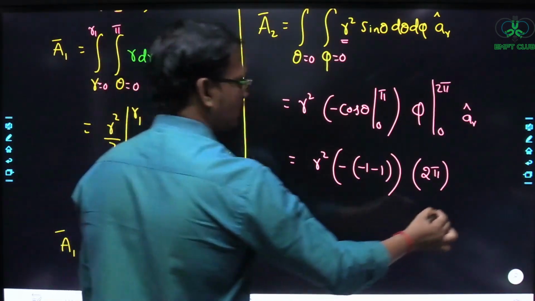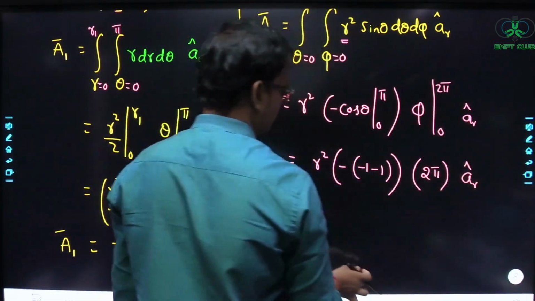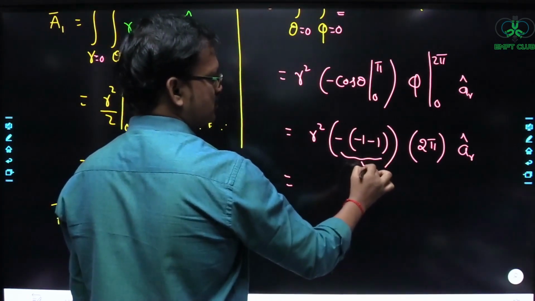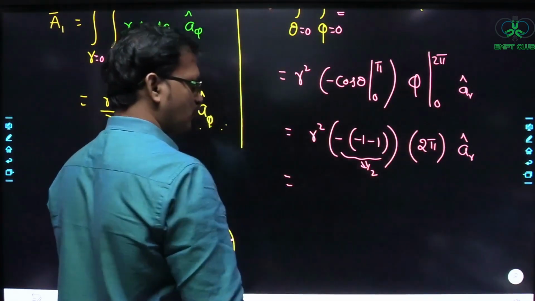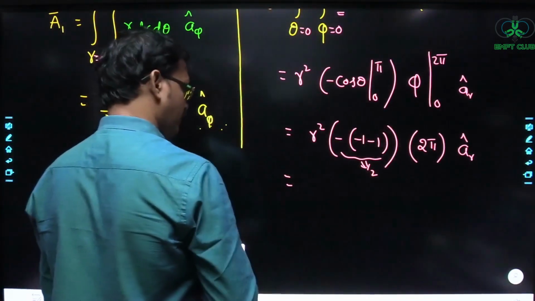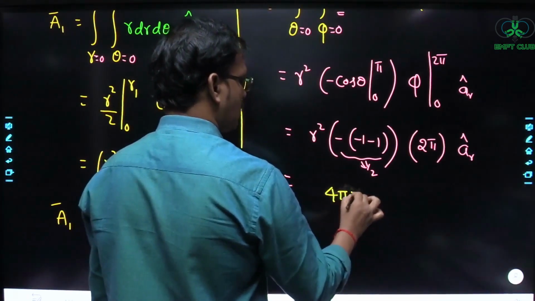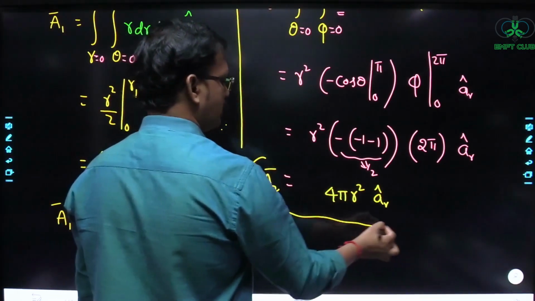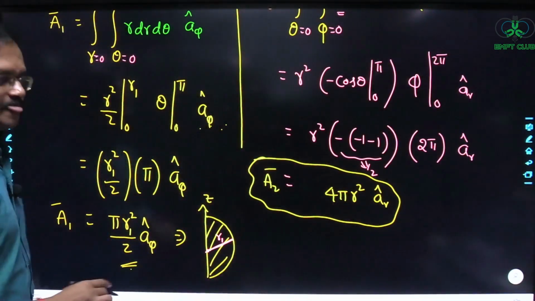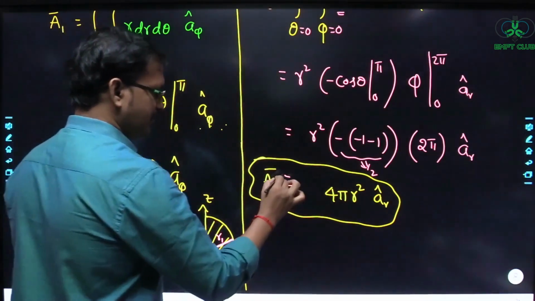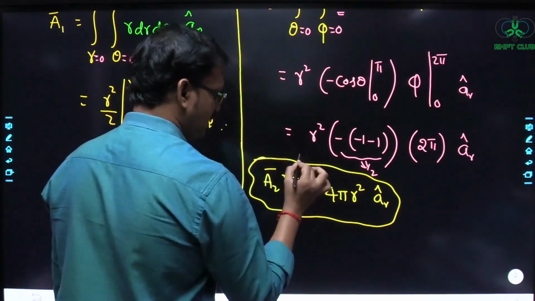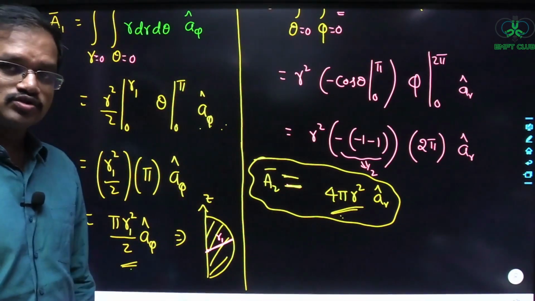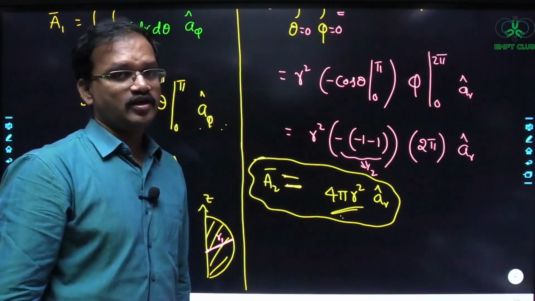So finally what you are going to get? Here the direction is AR cap, right? So here minus of minus will become plus. So here you are going to get 2 plus 2. 2 into 2 pi is 4 pi. 4 pi into r square. So finally you are going to get 4 pi r square AR cap. So this is the surface area you are going to get by varying theta and phi. By varying theta and phi, the surface area that you are getting is nothing but 4 pi r square, which is nothing but the surface area of a sphere.